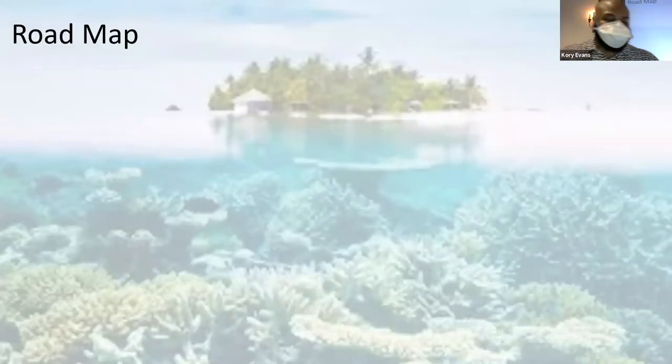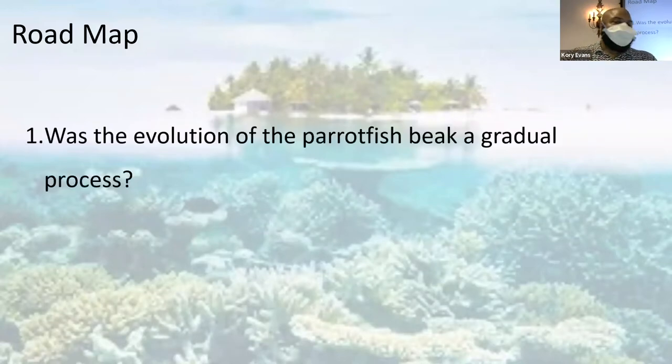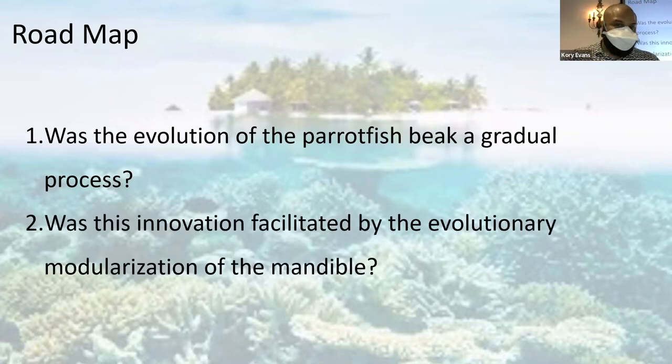So the roadmap for the rest of this portion of the talk will be centered on two major questions. One, was the evolution of the parrotfish beak a gradual process, or did it result in an increase in the rates of morphological evolution? So this is taking the rates perspective, looking at the evolution. Second, what role did integration and evolutionary modularity play during the evolution? As I mentioned before, modularity is essentially morphological compartmentalization. So did the mandible of the fish modularize and then become a beak, or something else?